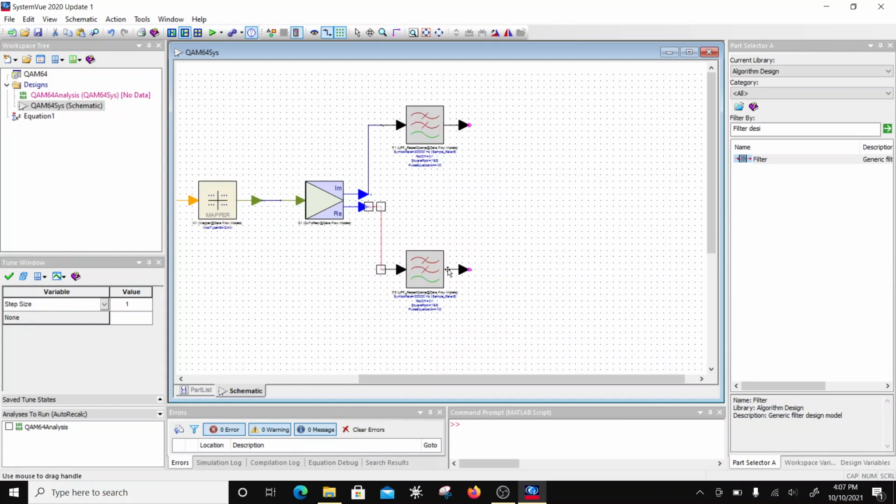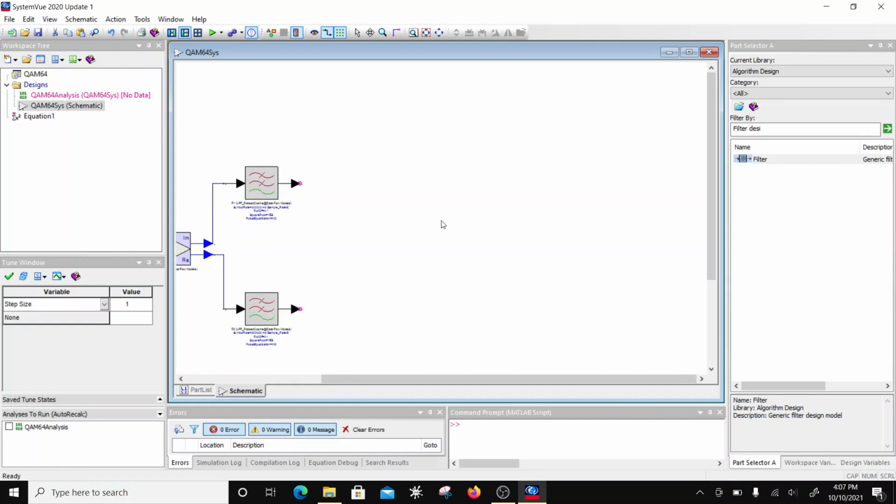Okay, so that's the channel filtering. And then after that I'll give it to a modulator, so I'll look for a modulator. Okay, modulator.